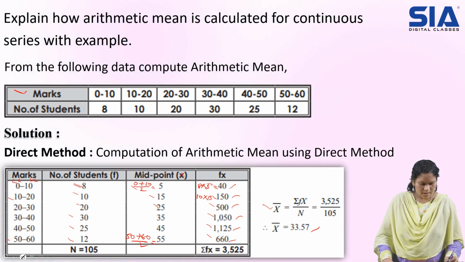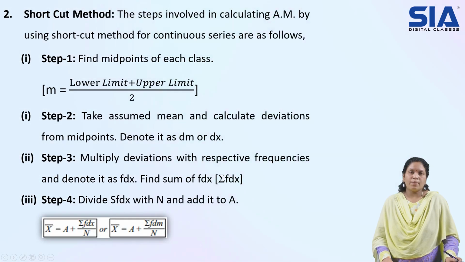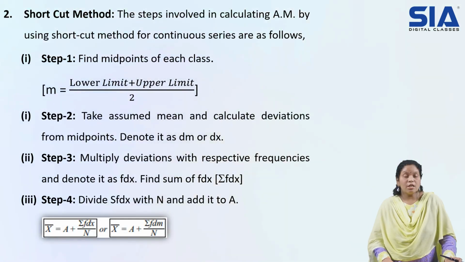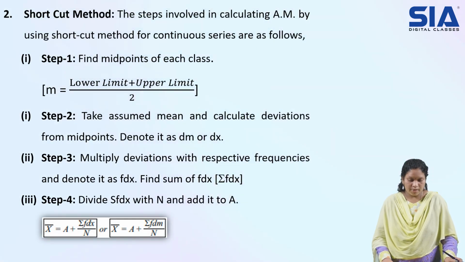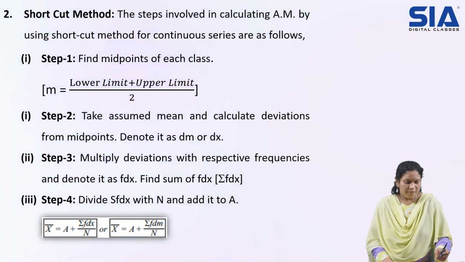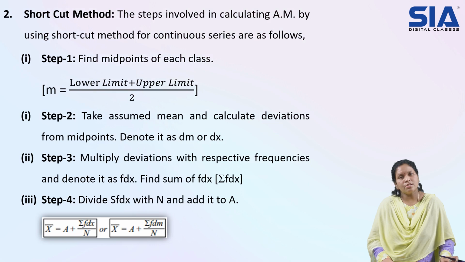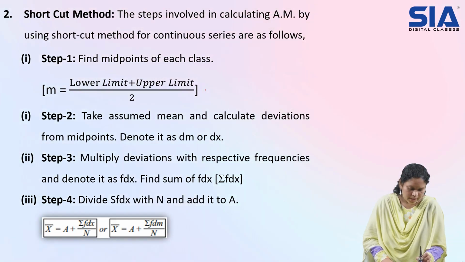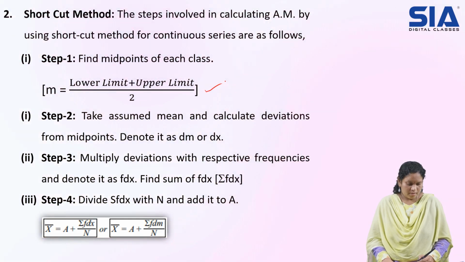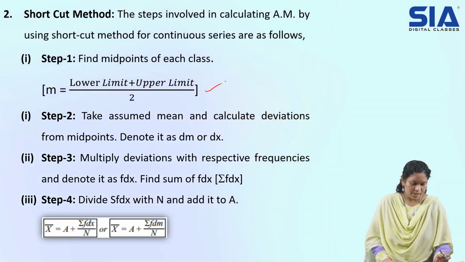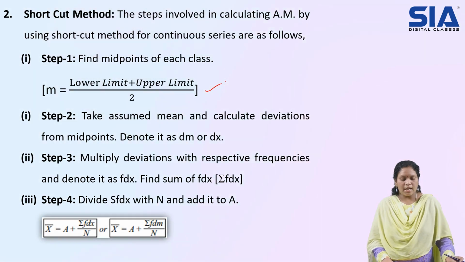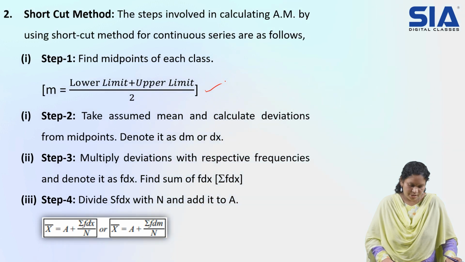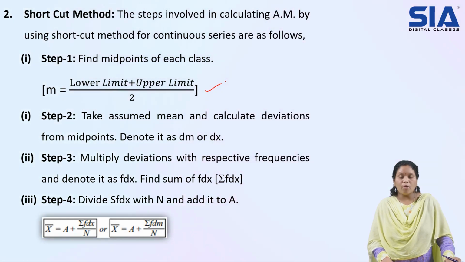Now let us discuss the next method for continuous data, that is the shortcut method. How to do that, check it out here. Step 1, find the mid values. Mid values, as we just discussed, are lower limit plus upper limit by 2. The same we have to obtain here. The first step will always be obtaining the mid values, whatever the method might be. Then go for step 2: take an assumed mean and calculate deviations from the midpoints, denoted as dm or dx.